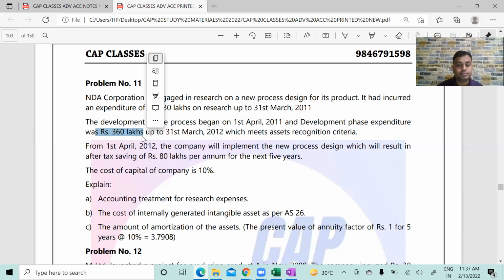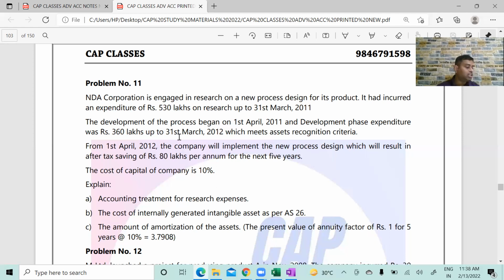Next para. However, the amount of intangible asset recognized cannot exceed the present value of its future economic benefits.